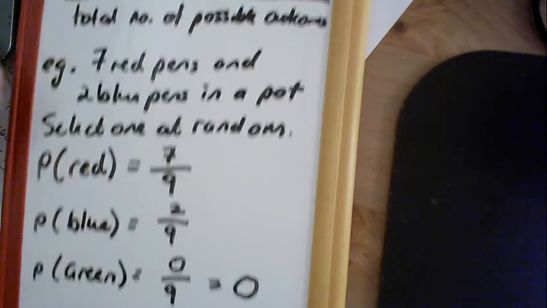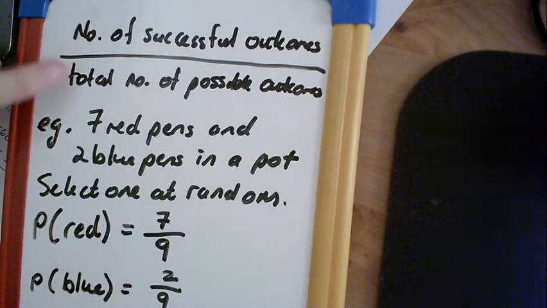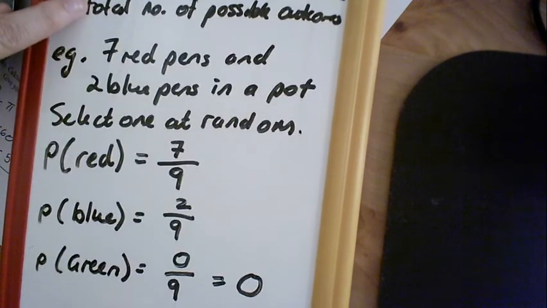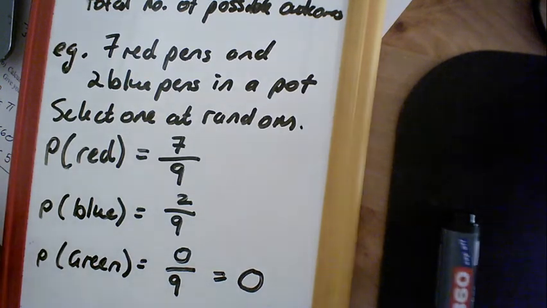So we take how many of what we want and divide by the total number of things. This is simple probability. What we're going to be moving on to next is probability with 2 events.